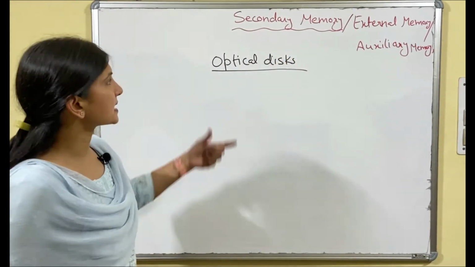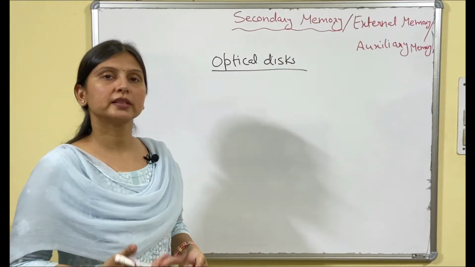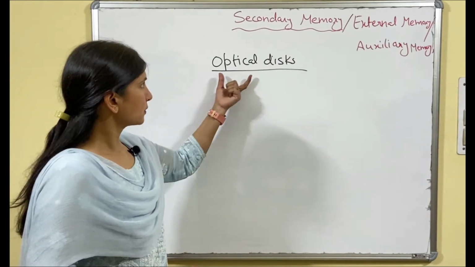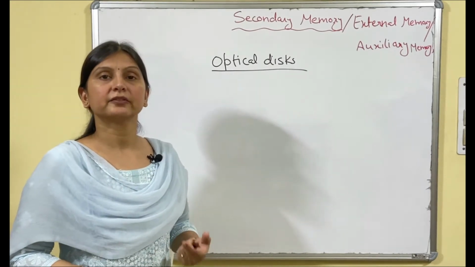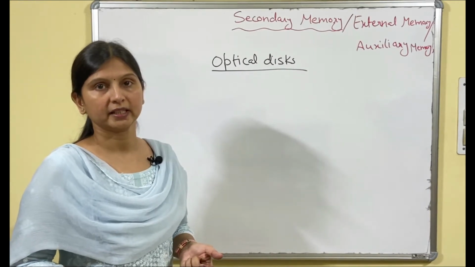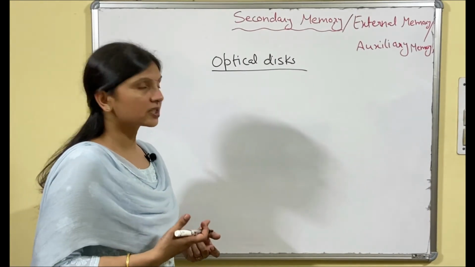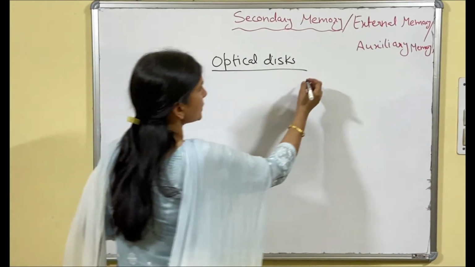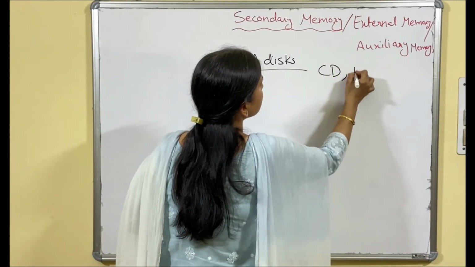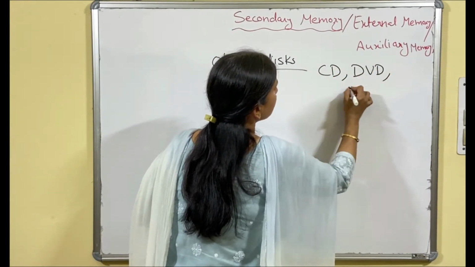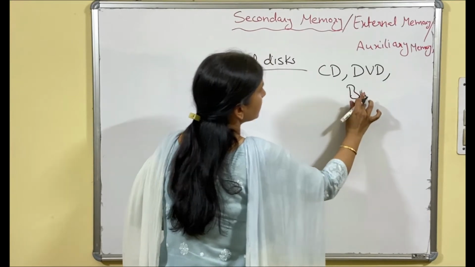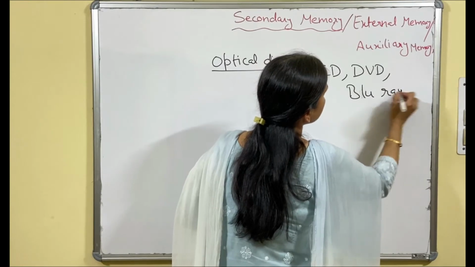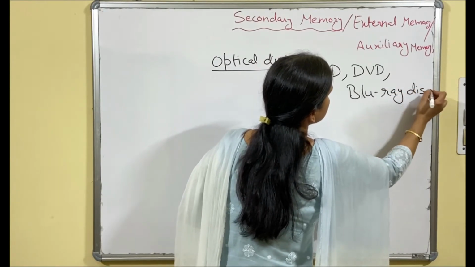Now optical disc, as I told you, is an example of secondary memory. So what do you mean by optical? Optical is a word related to light. It means in such type of disc we use light. First I am telling the examples of optical disc: CD, DVD, Blu-ray disc. You might have heard this word, Blu-ray.